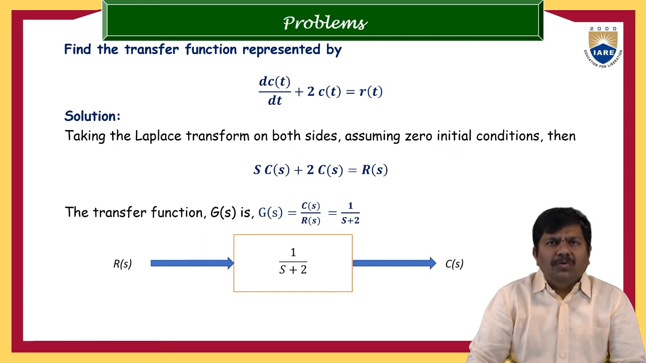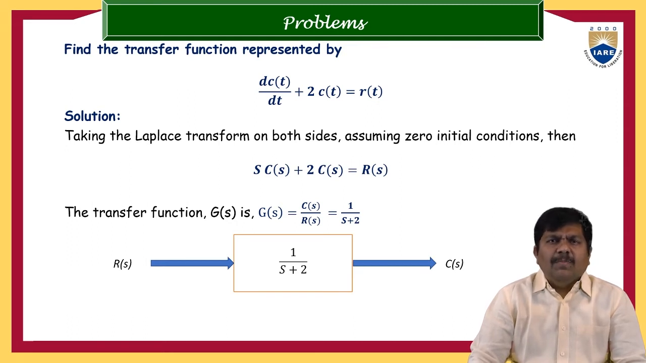In order to do so, let us apply the Laplace transform to the given differential equation, dc(t)/dt + 2c(t) = r(t). We apply the Laplace transform to the left side expression, and then to the right side. Taking the Laplace transform on both sides, assuming zero initial conditions, the first derivative becomes sC(s), so sC(s) + 2C(s) = R(s).